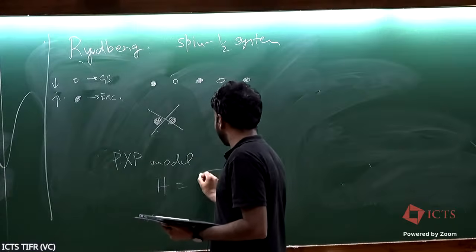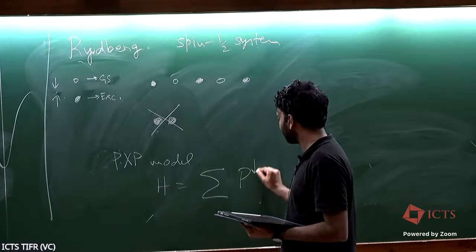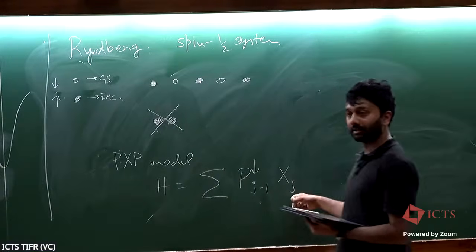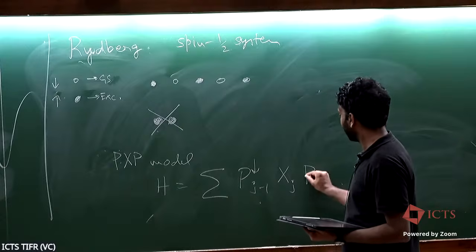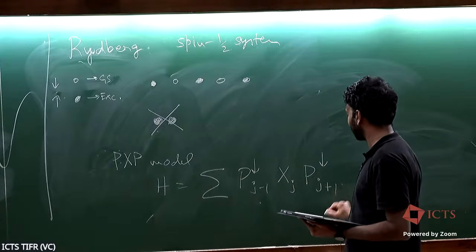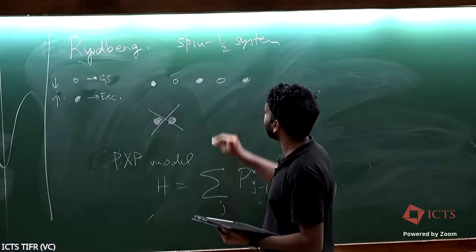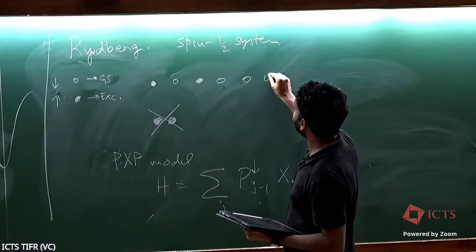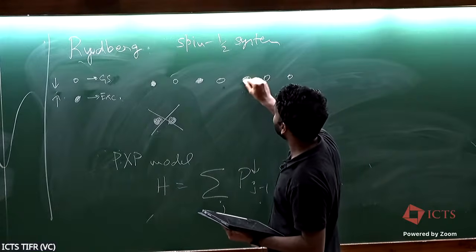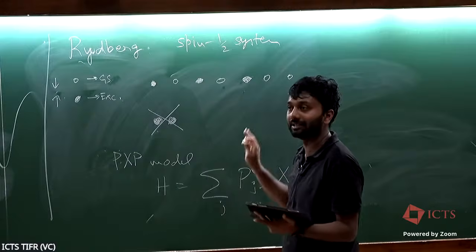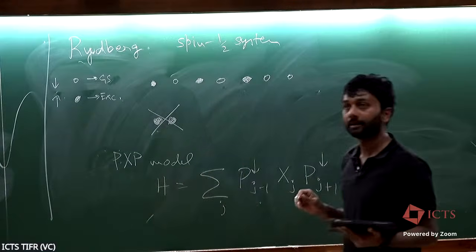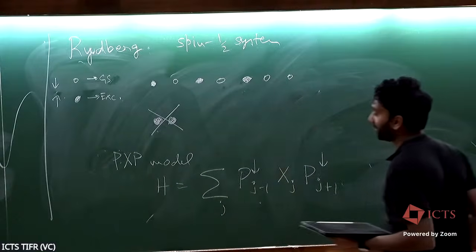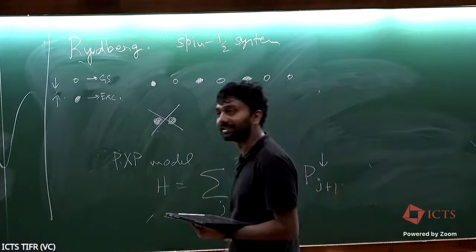The Hamiltonian is basically a projector onto a down spin at site j-1, then it can freely flip between down and up spins on site j, and then it's again the projector onto the down spin on site j+1. This means any atom here can freely flip between the ground state and excited state, provided none of its neighbors are excited. This is what is called the PXP model, and they were able to run an experiment with this kind of Hamiltonian.